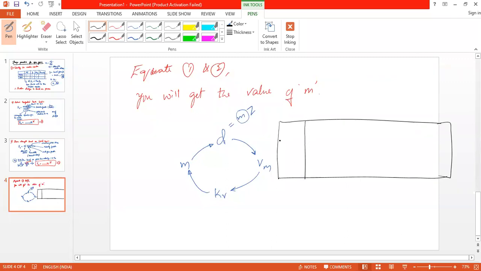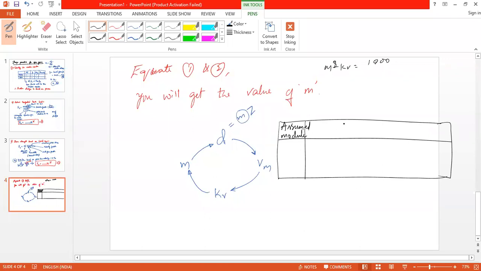The first step is to assume a module. After equating equation 1 and 2, you will get an expression like m square kV equal to some number like 1000 or 2000, or m cube kV equal to something. In this case, you need to assume the module.